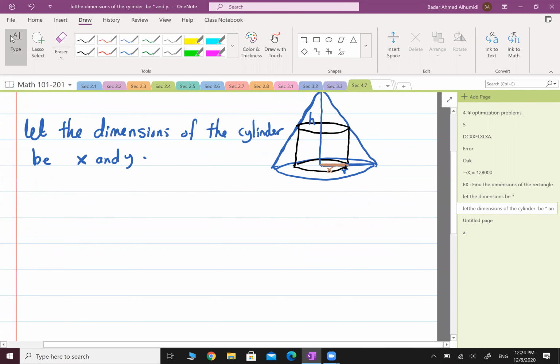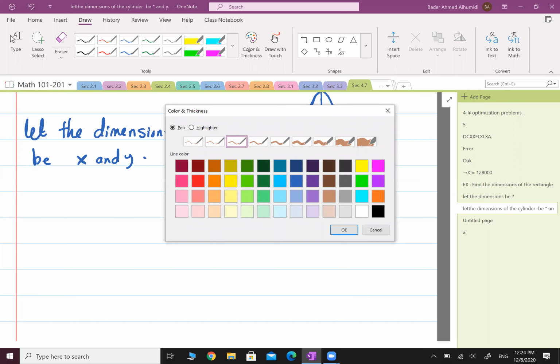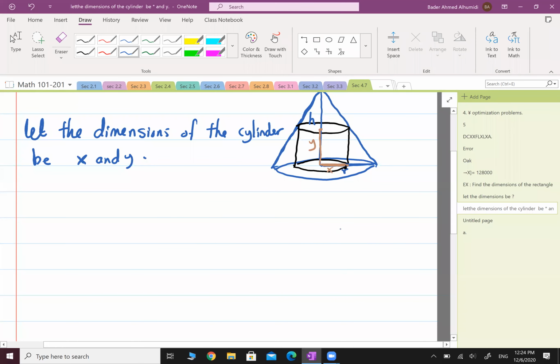And y is equal to what? Y is from here to here. This is the dimension here. This is equal to y. Very good. We need to do this question carefully. It is a very interesting question. First of all, what will be the volume of such a cylinder? What will be the volume that needs to be maximized?